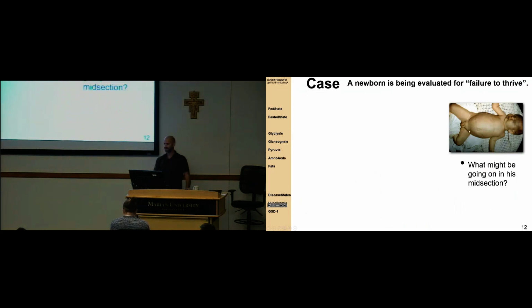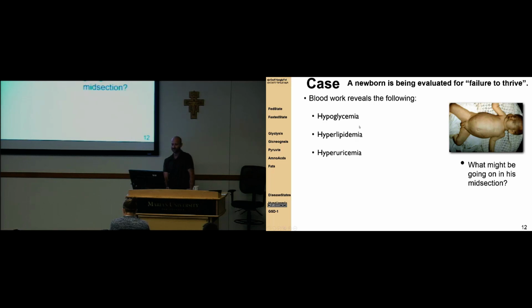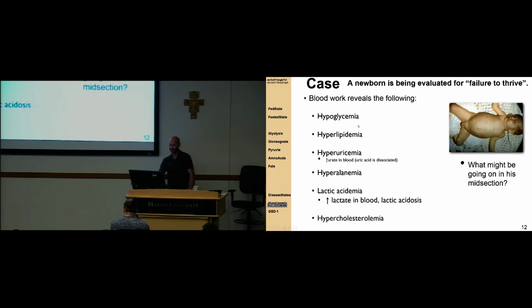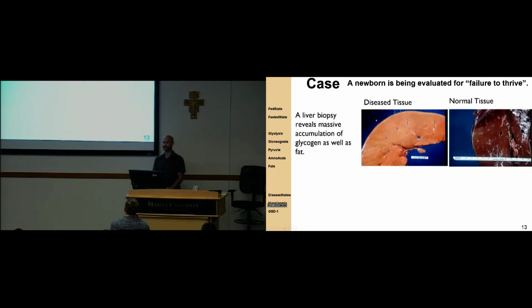So here's the case. You have a newborn evaluated with failure to thrive. And they clearly have this enlarged abdomen. Blood work reveals hypoglycemia, these things that we mentioned before, hyperlipidemia, high lipids, hyperuricemia, hyperalaninemia, high alanine, lactic acidemia, and high cholesterol.